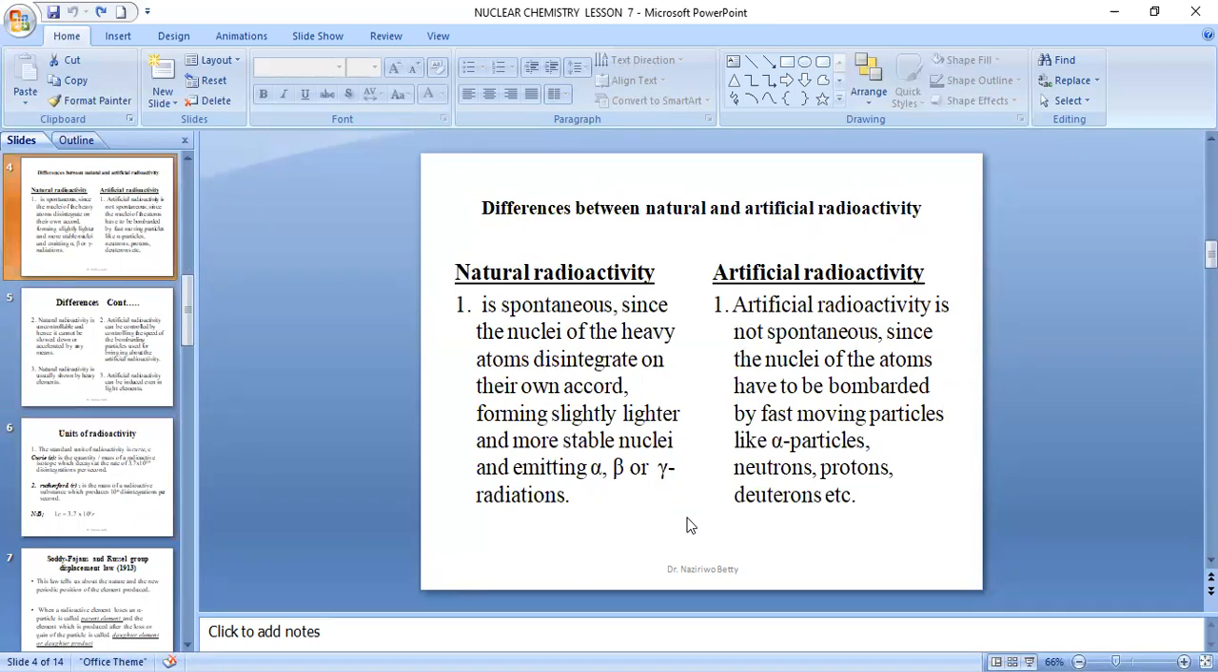Differences between natural and artificial radioactivity. Natural radioactivity is spontaneous since the nuclei of the heavy atoms disintegrate on their own, while artificial radioactivity is not spontaneous since the nuclei of the atoms have to be bombarded by fast-moving particles. These particles can be alpha particles, neutrons, and so on.